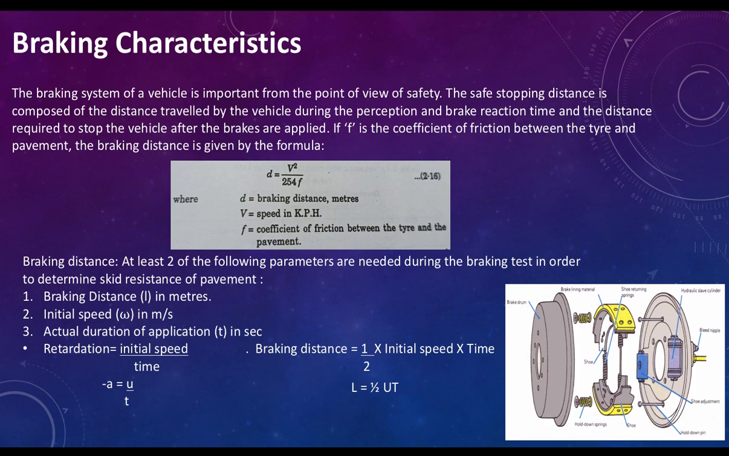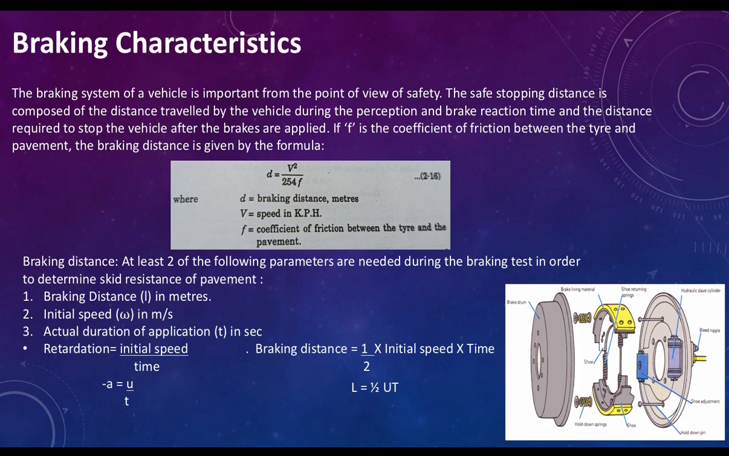If f is the coefficient of friction between the tire and the pavement, then the braking distance is given by the formula D equals V squared by 254 f. In this, D is the braking distance, V is the speed, and f is the coefficient of friction. So this is for braking distance.